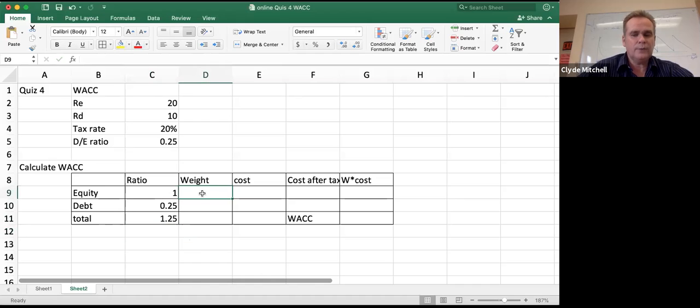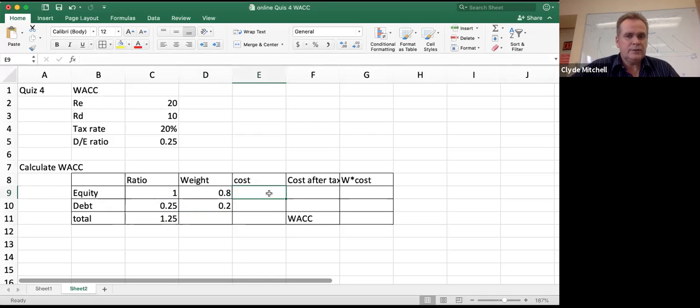Now I can work out the weighting. How do I do that? Well, the equity is 1 over the total of 1.25, so it's about 0.8. And then my debt is 0.25 over the 1.25, which is 0.2. So of my total funding, my debt is 20% and my equity is 80%.